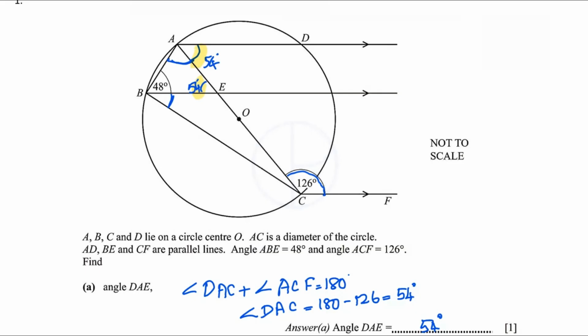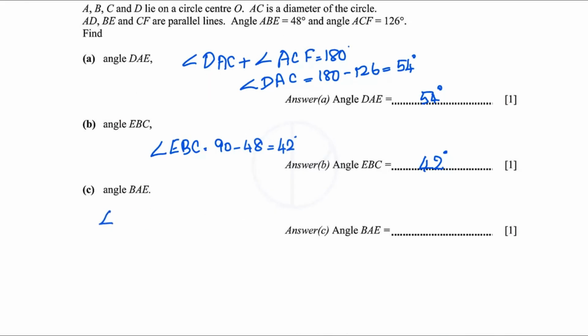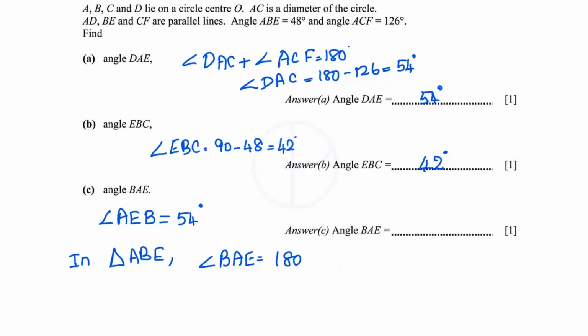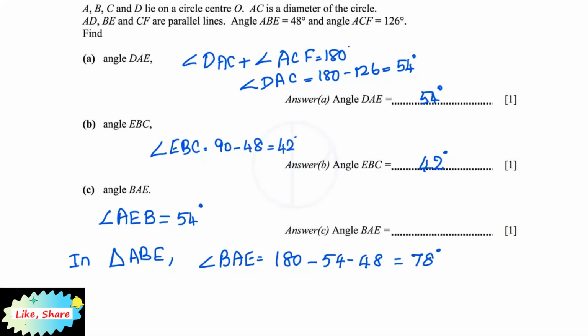In triangle ABE, we know two angles. We can find the third angle by subtracting these two angles from 180 degrees because angles in a triangle add up to 180. Angle AEB is also 54 degrees. So in triangle ABE, angle BAE is 180 minus 54 minus 48, which is equal to 78.